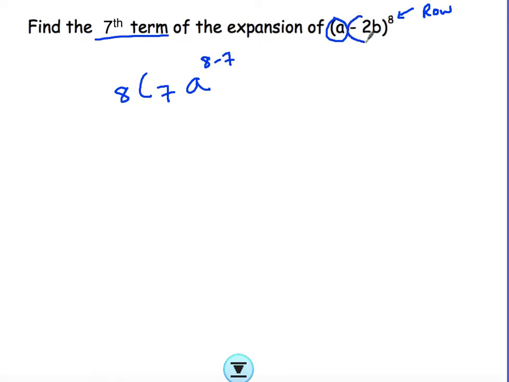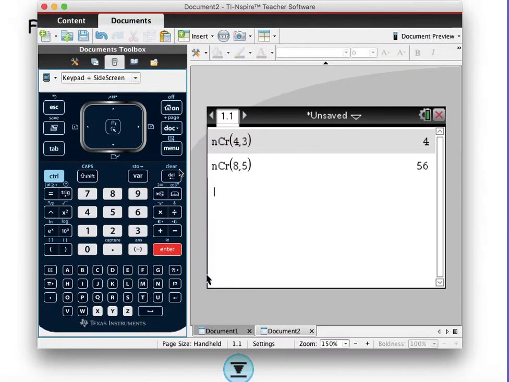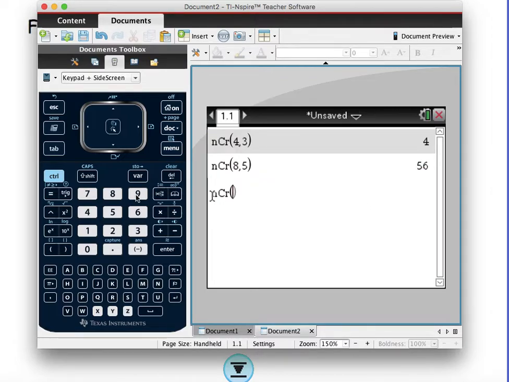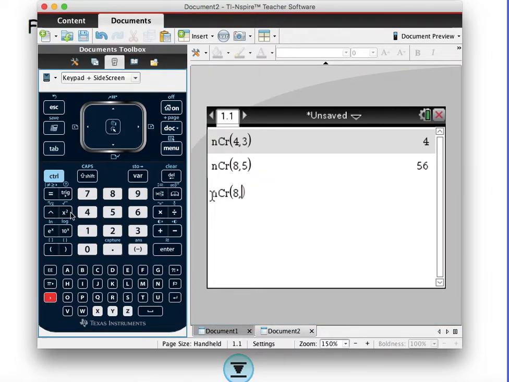And then whatever is listed second, now take that negative sign with it, okay? And write it in parentheses. Negative 2b, that is going to get raised to whatever the term is, to the 7th power. All right, 8 choose 7. Get your calculator. We're going to do menu 5, 3, and then it's 8, comma 7 for 8 choose 7. Hit enter and you get an 8.